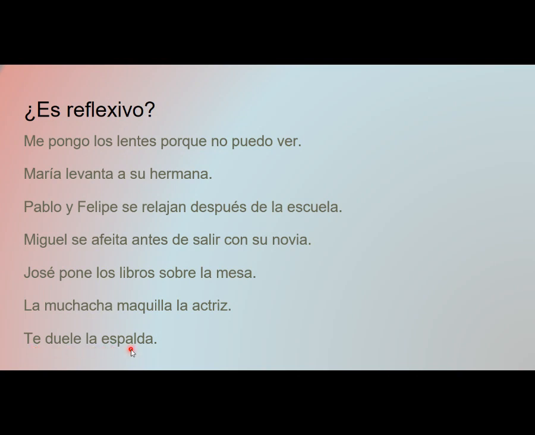Remember that with gustar, the thing that you like or dislike is the subject of the sentence, gustar is your verb, and then the pronoun is your indirect object pronoun. So, te duele la espalda. One simple way to really be able to look for this, guys, is looking at the verb. If this were to fit the pronoun, it would say dueles with the es in the tú form, conjugated in the tú form, but it's not. So these do not match, giving you that clue that it is not reflexive.